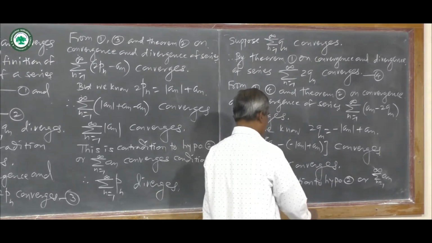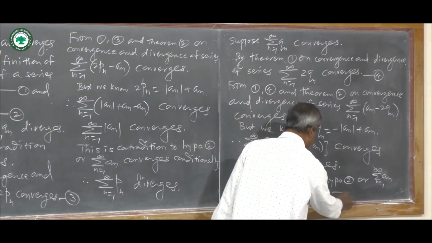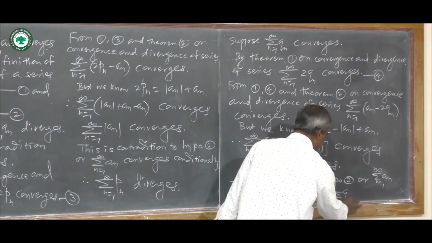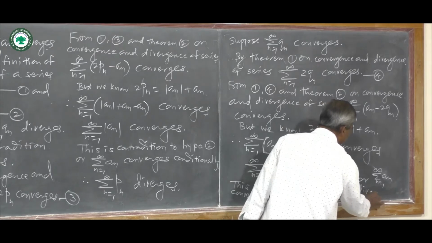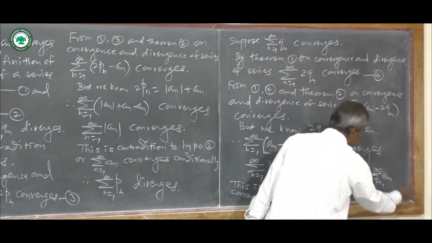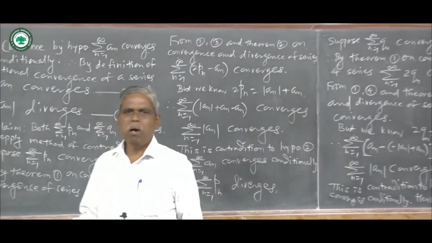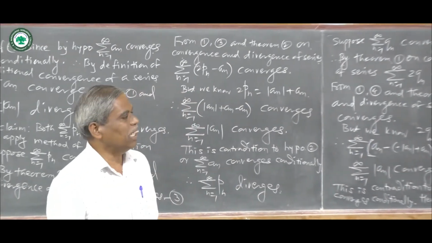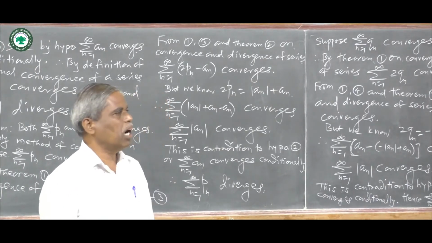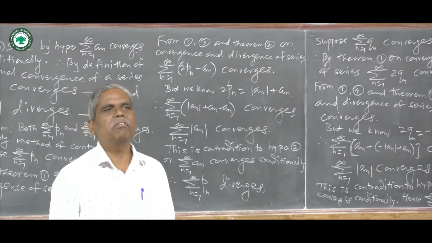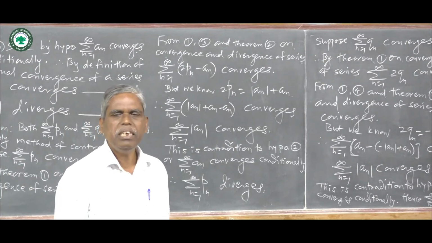Hence, sigma qn, n is equal to 1 to infinity, diverges. Thus, if sigma an converges conditionally, then both sigma pn and sigma qn diverge. Hence the proof of part B.